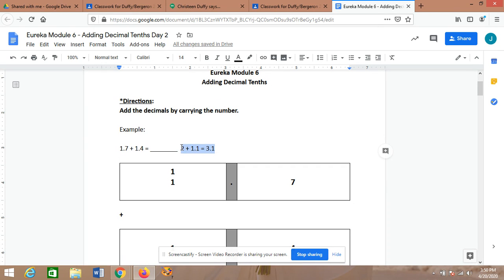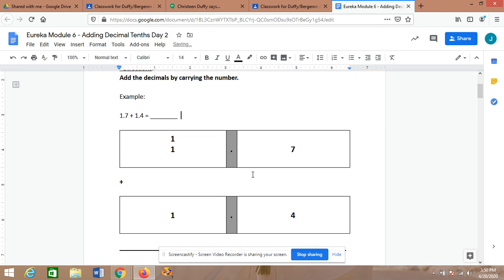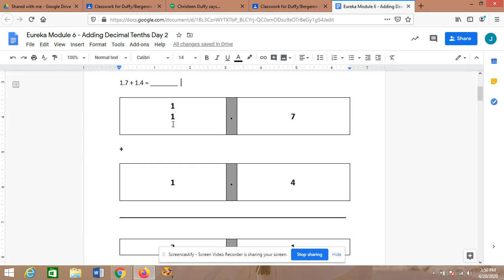So I'll leave this example on there. And some of these will be in the tens place, so that means we'll just have another place value over here. And it's the same thing, same way you add any kind of numbers.